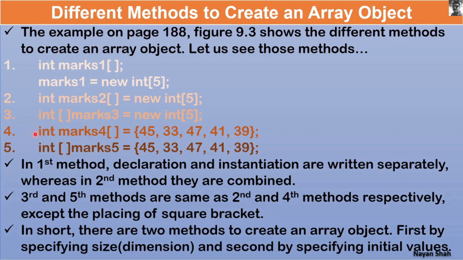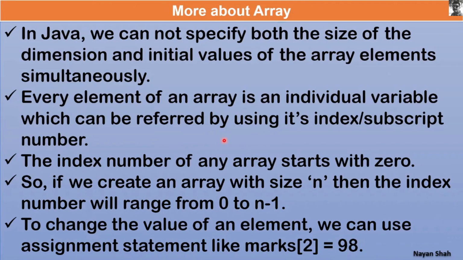That means I cannot write this fourth example like integer marks 4 and then within this square bracket I write 5. No, like this, I cannot write the size here. If I am specifying initial values, then the size should not be written, because the size is automatically taken by the number of values we specify. In Java, we cannot specify both the size of the dimension and initial values of the array elements simultaneously. That is what I discussed.